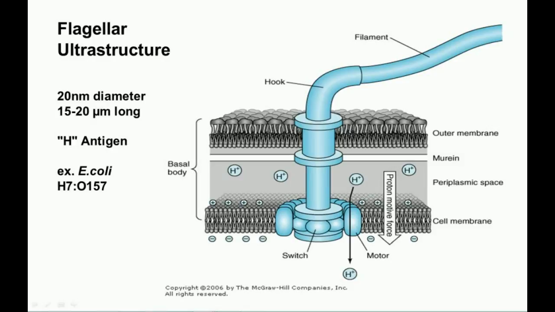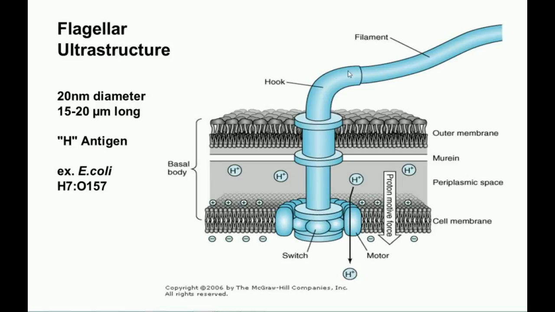Now, when you look at the ultrastructure of the flagellum, this is what you see. There's a basal structure here. Once again, we're looking at gram-negative, so you've got outer membrane, peptidoglycan, inner membrane. Gram-positives can also have flagella. The main filament is up here. This can be a few hundred nanometers long, maybe a few microns long. Then a kind of hook structure, and then this basal structure here.